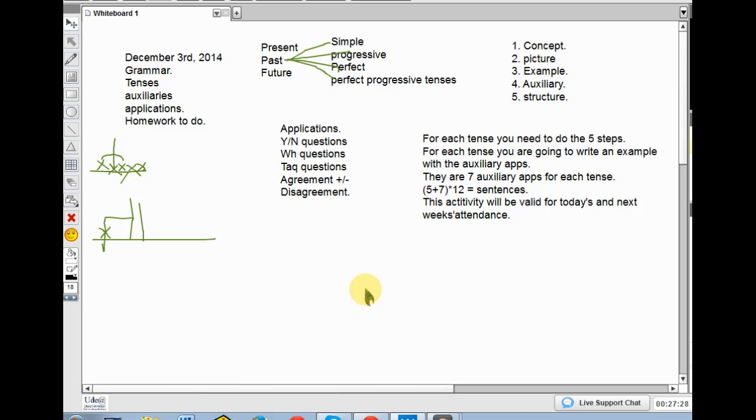For the positive agreement, we have two structures. Structure number 1, subject plus auxiliary plus too. That is structure 1. Structure 2, so plus auxiliary plus subject. So there are two possible ways to do this. The second one is more British, the first one is more American.